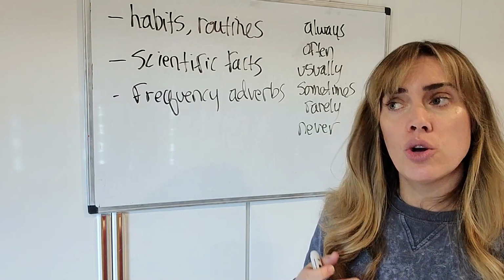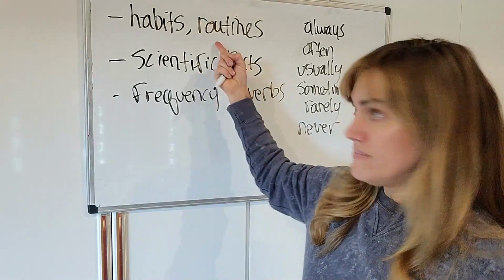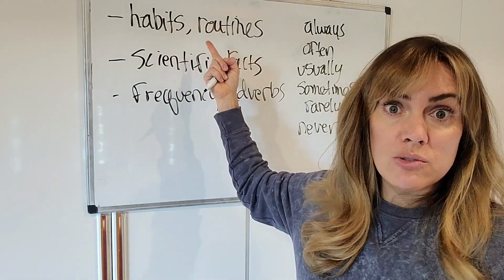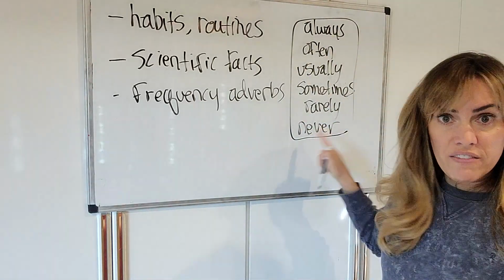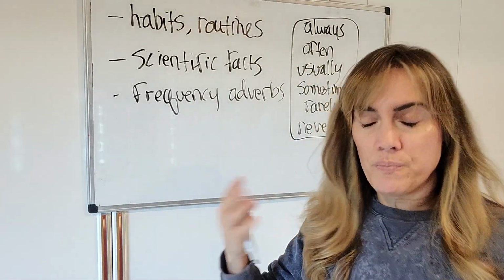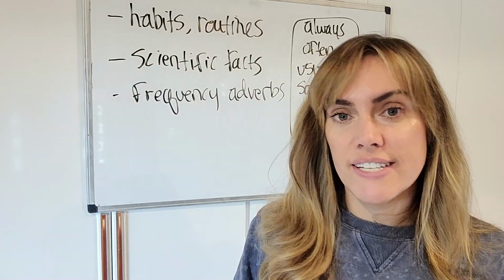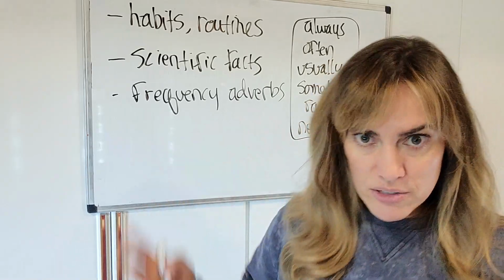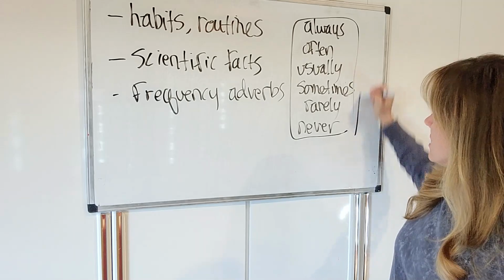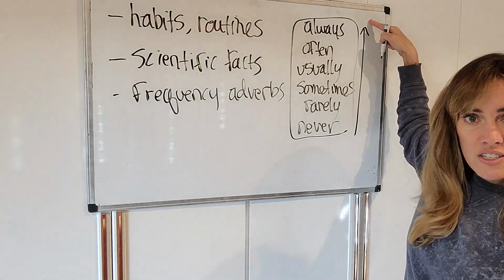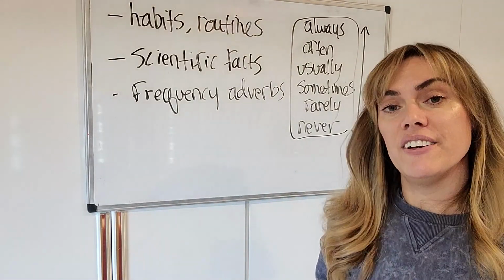These words are called frequency adverbs, and what they do is they help us to understand how often something happens. So when we're talking about how often, we're talking about habits and routines, right? So whenever you want to use one of these words or you hear it, most of the time you need to use the simple present if you're talking about something that happens again and again. Okay, so these words go from the most often to the least often, almost never.